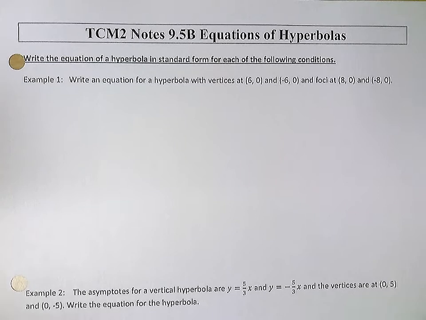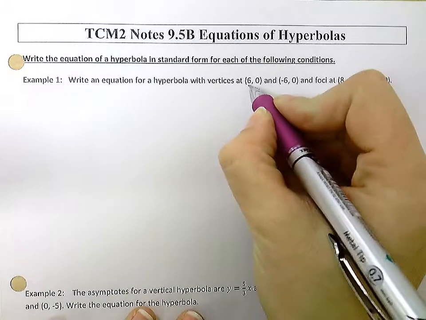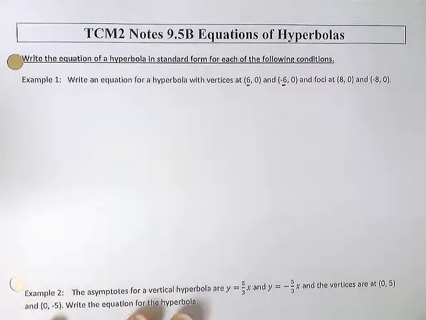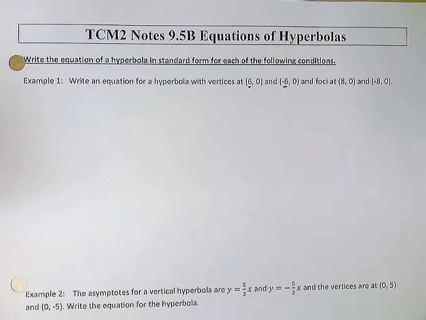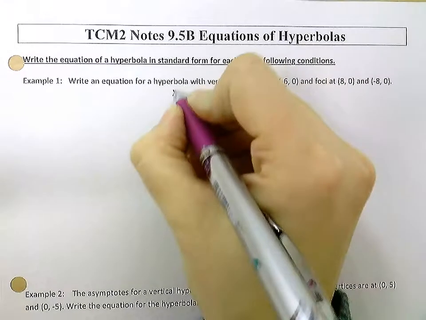Okay, so I look at my vertices for this, and I see which value changes. So if your value changes in the x position, it's horizontal, because you have a negative 6 and a positive 6, so that stretches along the x-axis. So it is horizontal.